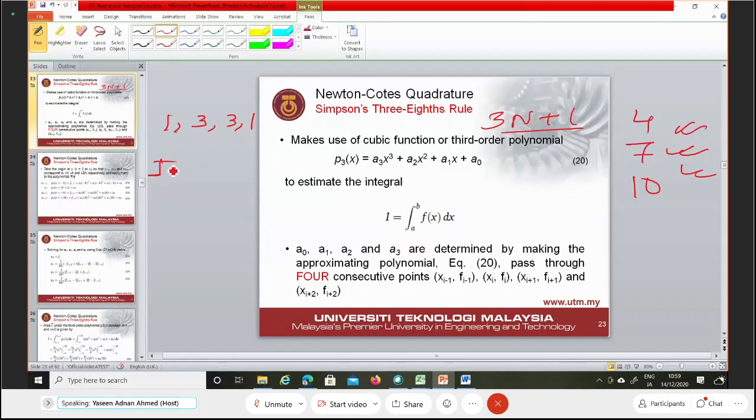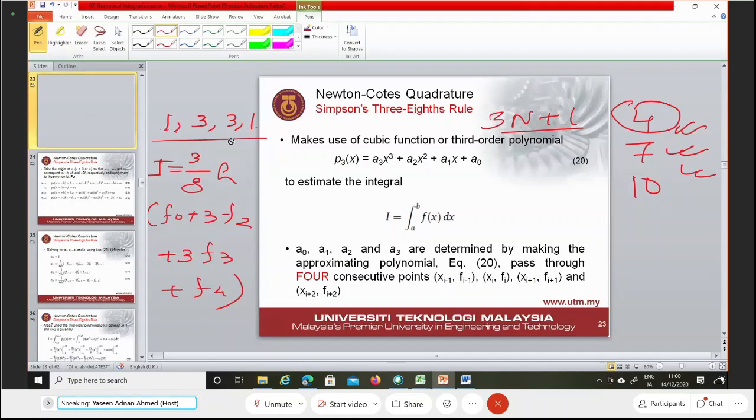Because the formula is like this: 3/8 h, then we have f0 plus 3f1 plus 3f2 plus f3. So we must have at least four, right? Four ordinates. You can see at least four. So 1, 2, 3, 4. At least you need to have four ordinates.